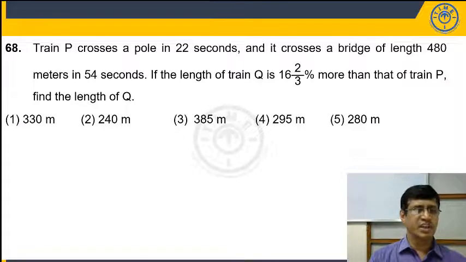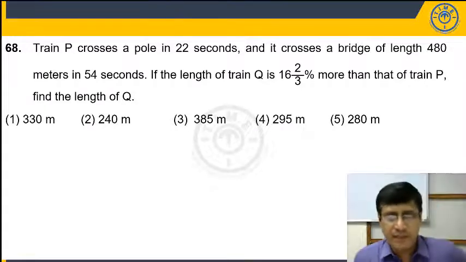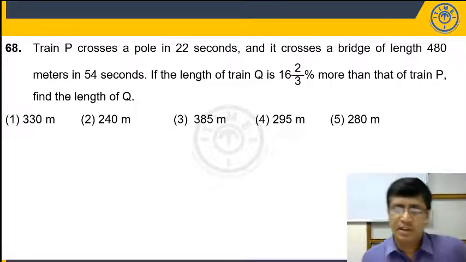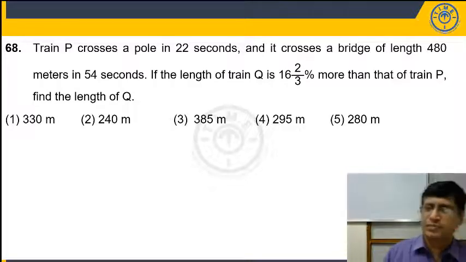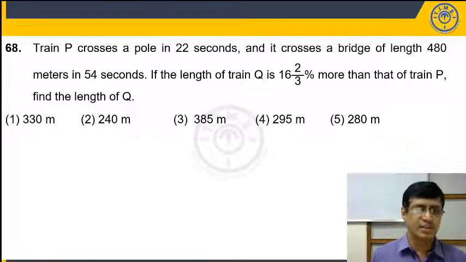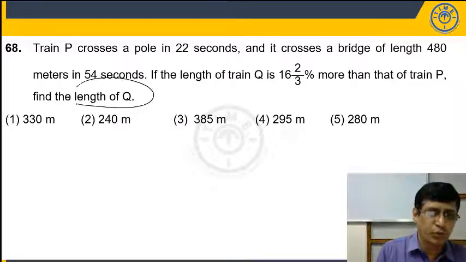Question number 68. Train P crosses a pole in 22 seconds and it crosses a bridge of 480 meters in 54 seconds. If the length of the train Q is 16 2/3% more than the train P, find the length of the train Q. So this we need to find out.